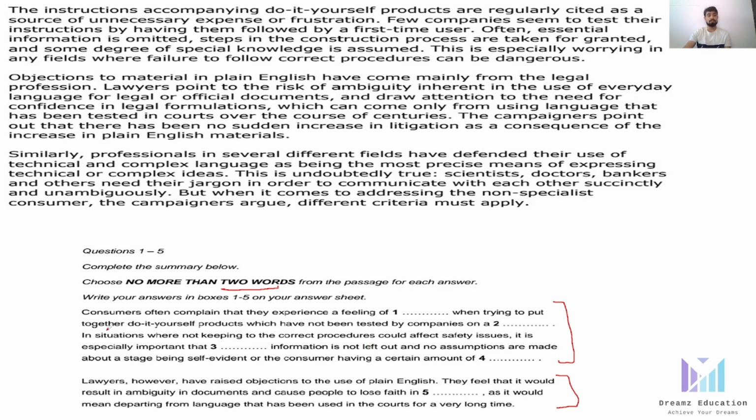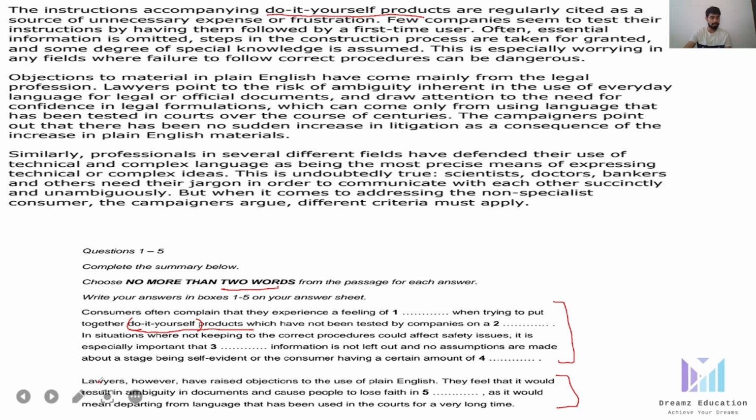Fine. So what are the keywords here? "Experience a feeling of dash" and "together do it." This is something new: do-it-yourself products, correct? That might be the specific information we have to check. So we scan for this particular word in the passage. Where is it? It's in the first line itself. They have said do-it-yourself products. So most probably all the answers for the first 4 questions are present in the first paragraph. And since the 5th question is phrased in a different paragraph, I have to check again for the keywords here.